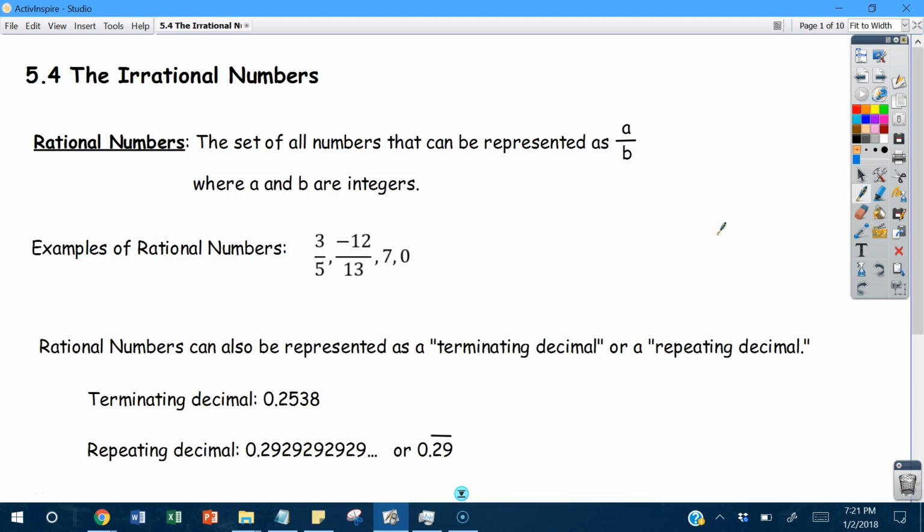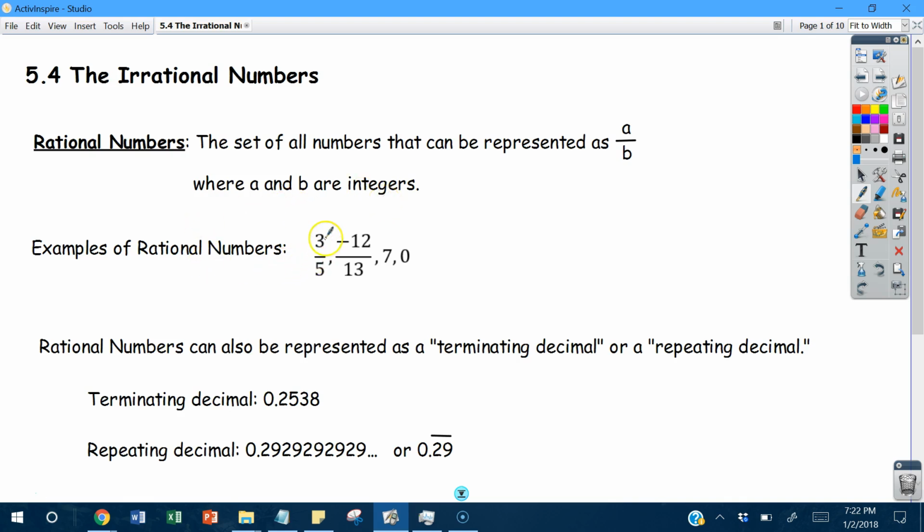This is Daniel Coosberry, and in this lesson we're going to talk about the irrational numbers. First off, let's talk about what rational numbers are, and then maybe we can think of what irrational numbers mean. Rational numbers are the set of all numbers that can be represented as a over b, where a and b are integers. So you can think of rational numbers as being fractions.